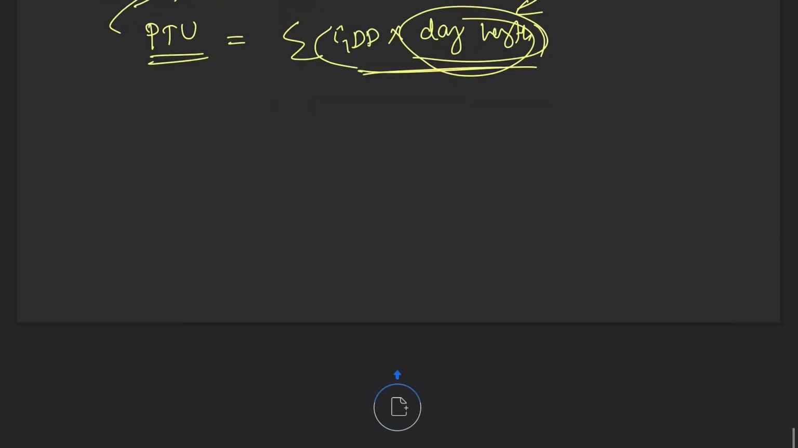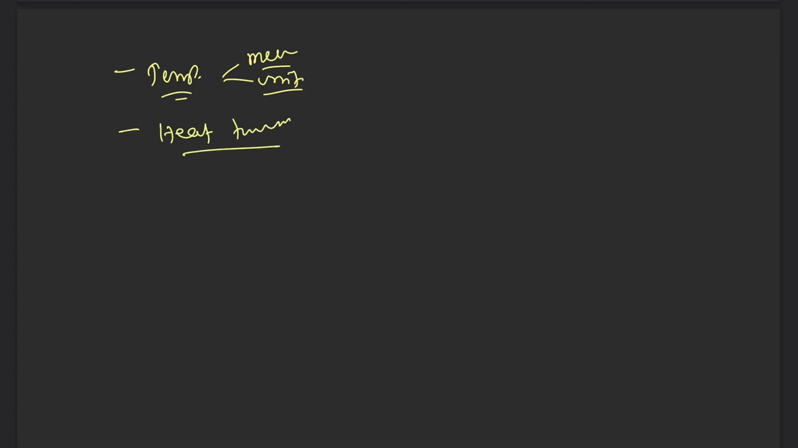What we studied in this chapter: what is temperature, how we can measure it, what are the units of measurement. Next we studied latent heat versus sensible heat, and the different processes of heat transfer like conduction, convection and radiation. Then we studied horizontal distribution of temperature and vertical distribution of temperature.